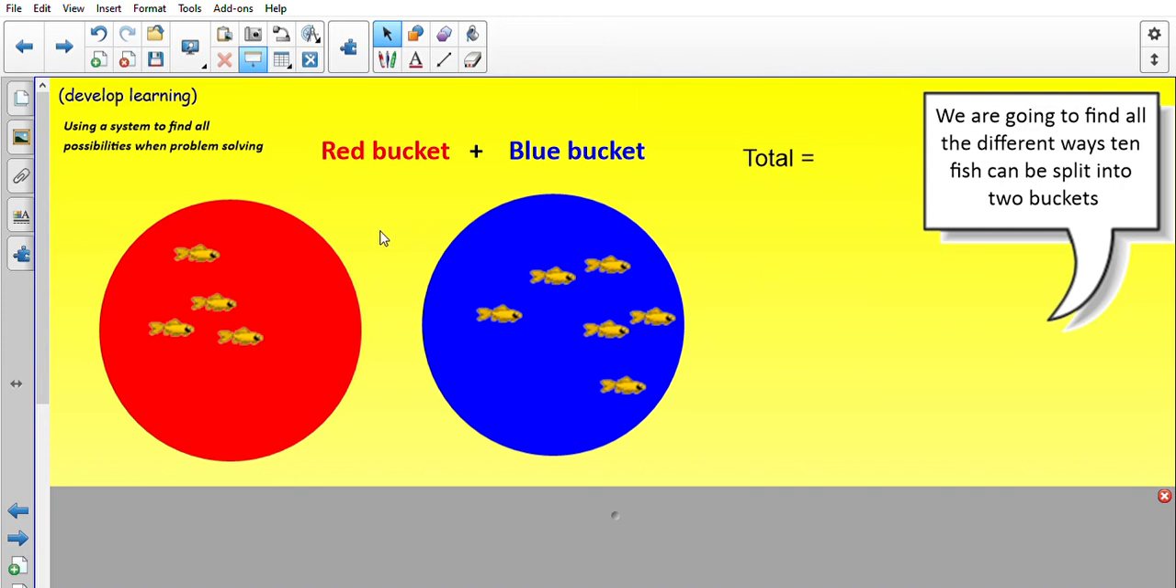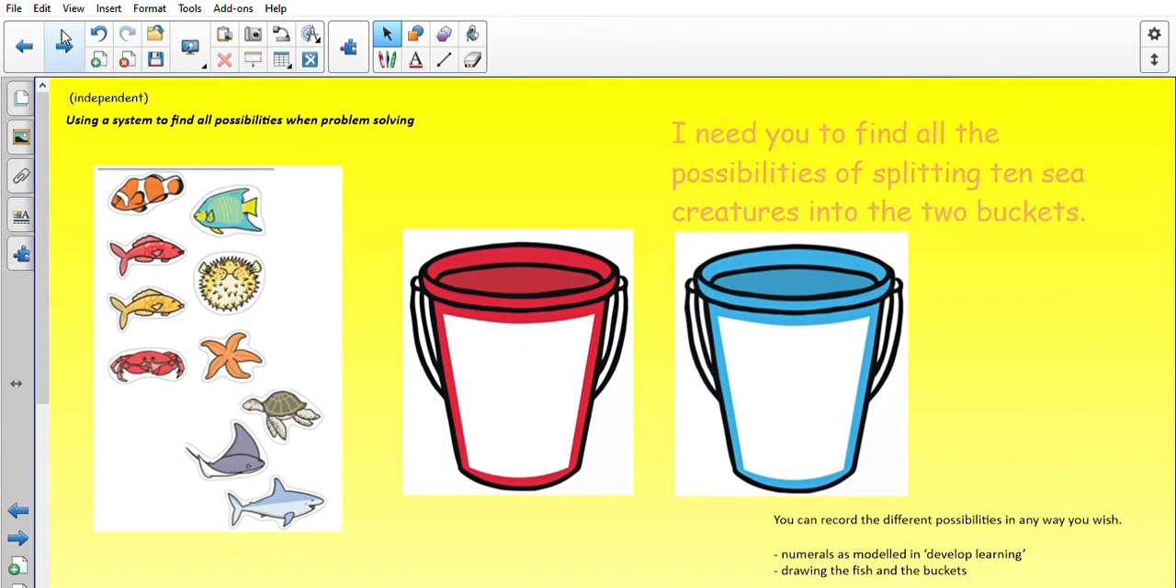So we can just move them around and it still makes 10. Different numbers added together make 10. So today, for you to have a go at what you're going to be practicing with, I'm going to send you home all of these sea creatures. Now, they're not all fishes. So we've got lots of different things, a starfish and a crab and a turtle. Oh, watch out, and a shark.